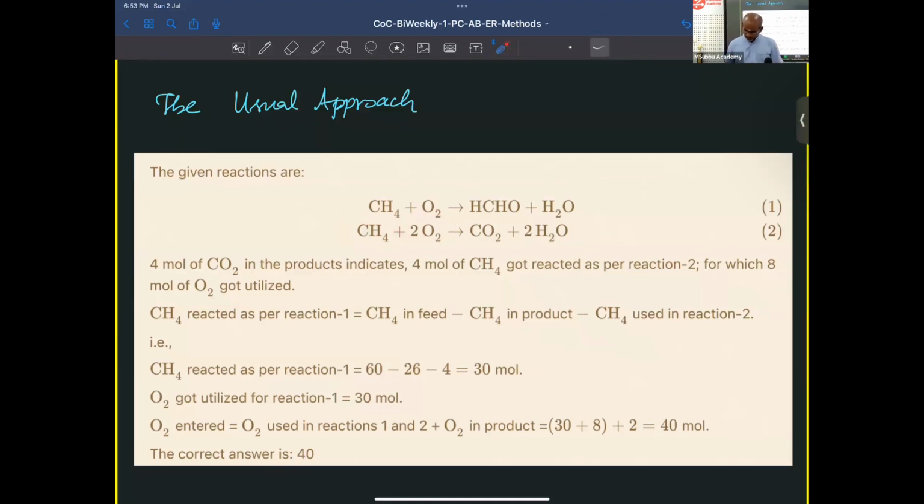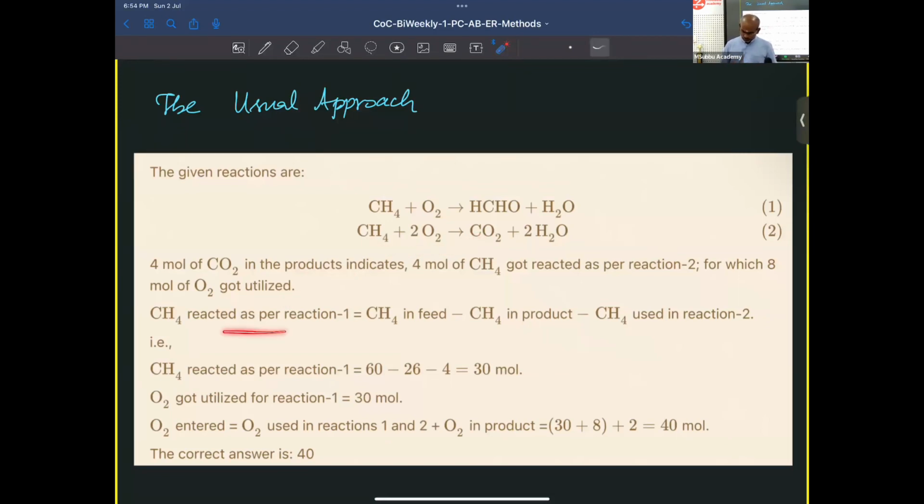Next, how much CH4 is reacting as per reaction 1? That is simply from the balance on CH4: CH4 in feed minus CH4 in product. So these data are available. Methane in the feed and methane in the product are available, and methane used as per reaction 2 can now also be obtained.